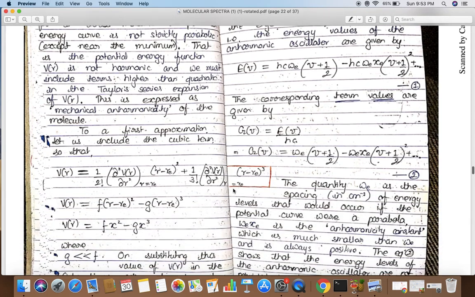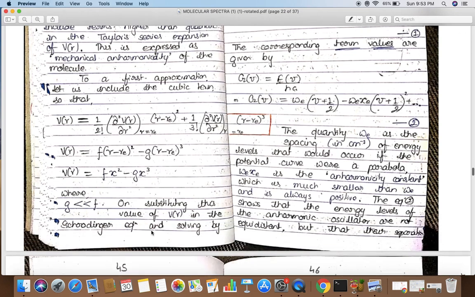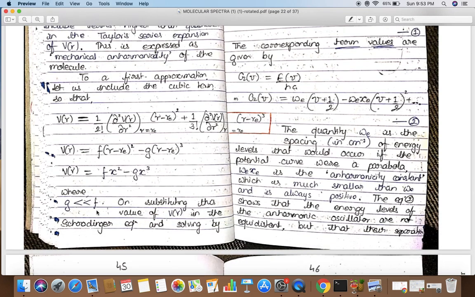As a first approximation, let us include the cubic term, so that V of R is equal to the sum of terms. The first term is zero, because R minus Re at R equal to Re is zero, so the first term is not here. So this is 1 upon 2 factorial, del square V of R divided by del R square at R equal to Re, times R minus Re whole square, plus the cubic term. Now we define these terms, because the rest of the quantities are constants, as f times R minus Re square and g times R minus Re cube. So we define this as a function of x square, f x square and g x cube, where obviously g will be very, very small compared to f.